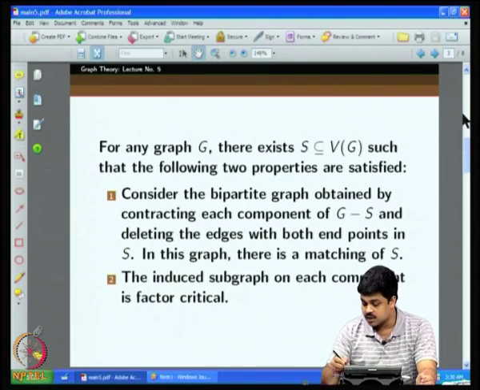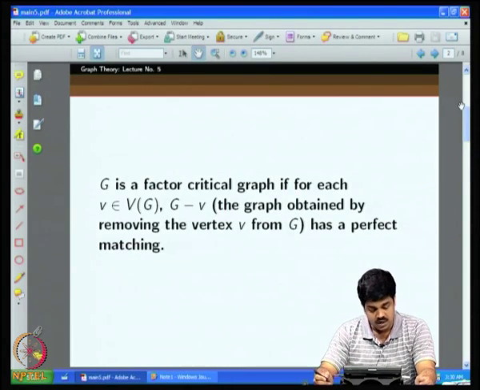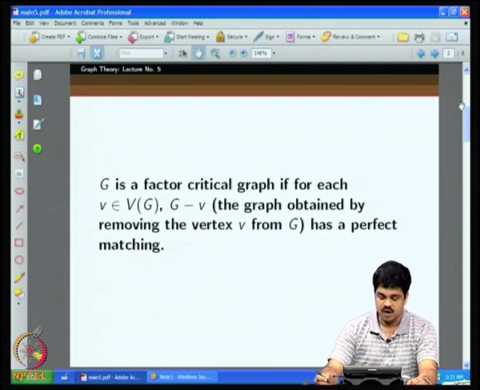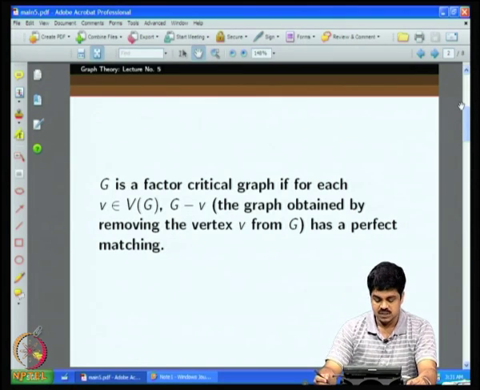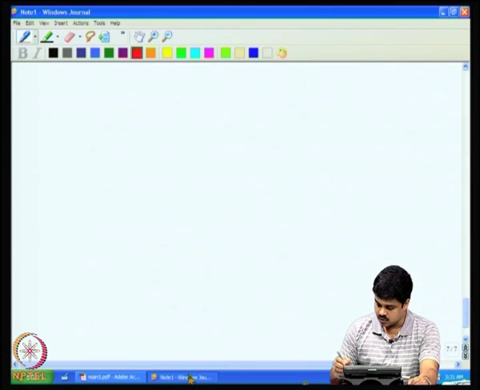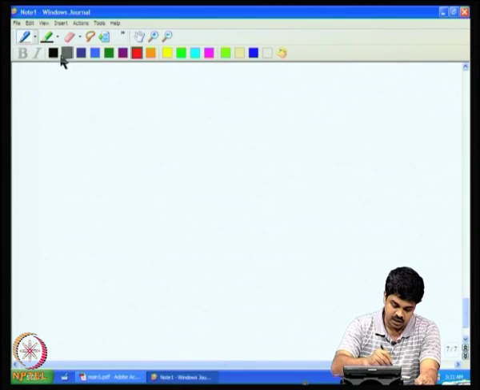It's clear that if the graph is factor critical, then the cardinality of it has to be odd, because you remove a vertex and you get a perfect matching. If there is a perfect matching, it has to be even, because you have removed a vertex already. The original graph has to have an odd number of vertices, right. Now, let us look at some examples of factor critical graphs.